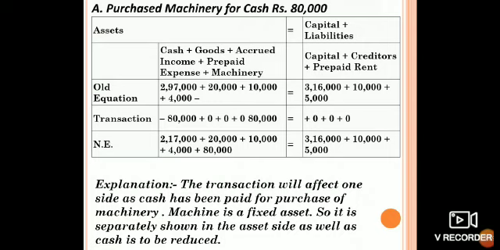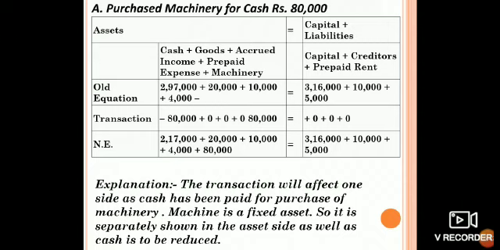So in single side only this 80,000 is added and subtracted. Under asset side 80,000 is subtracted under cash, as cash is paid to purchase the machinery, and the same 80,000 is added under asset side as machinery. So one side only is given effect, but still both the sides the amount will be the same if you add. So now the new equation is 2,17,000 plus 20,000 plus 10,000 plus 4,000 plus 80,000, and liability side it is 3,16,000 plus 10,000 plus 5,000. When you add both the sides you will get 3,31,000.